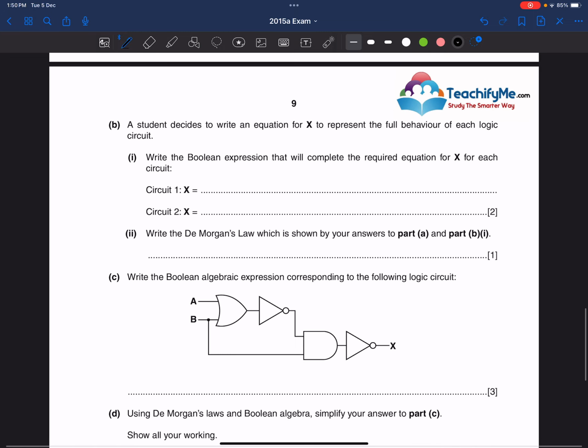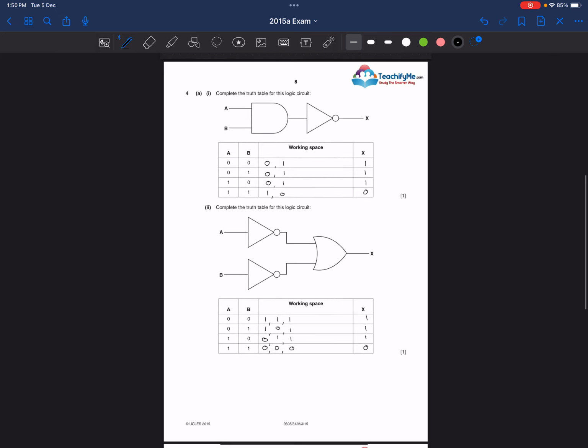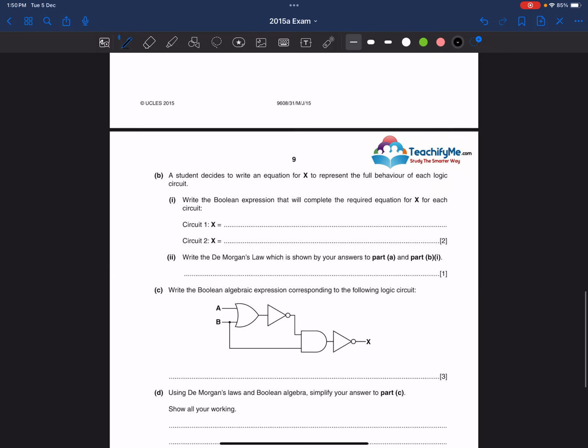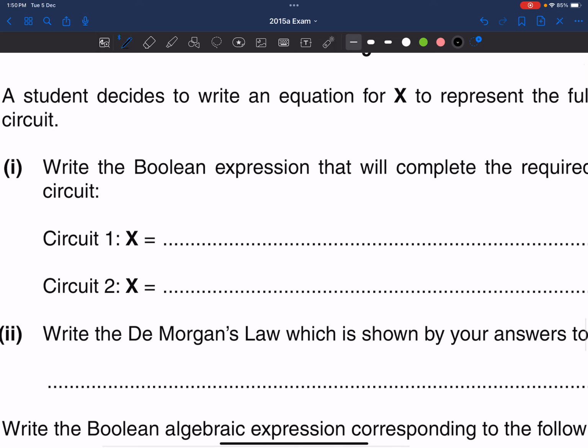Now, a student decides to write an equation X to represent the full behavior. Write the Boolean expression. In the first circuit, we have A and B, then NOT, which is the same as A NAND B. The way you represent A NAND B is A dot B, and you put a line over to represent the NOT.